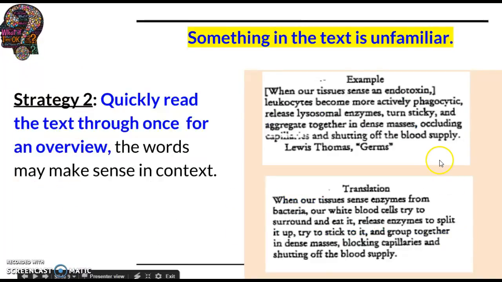Here's an example. This is the original text. Apply the strategy of quickly reading through the text once for an overview. Here's the translation once you apply the strategy. Take a moment to notice the difference between the 2.